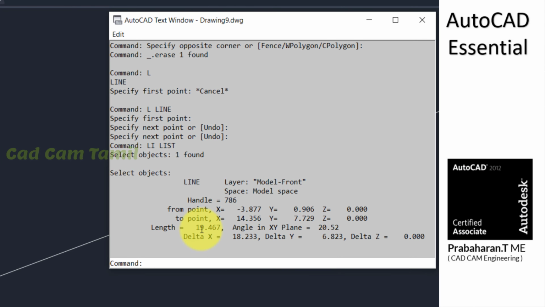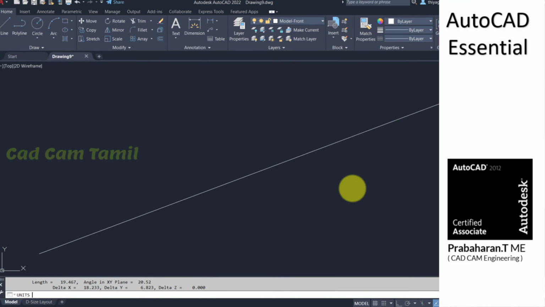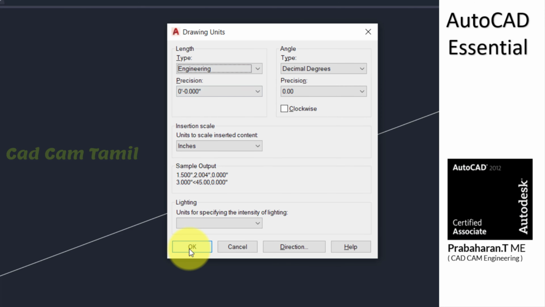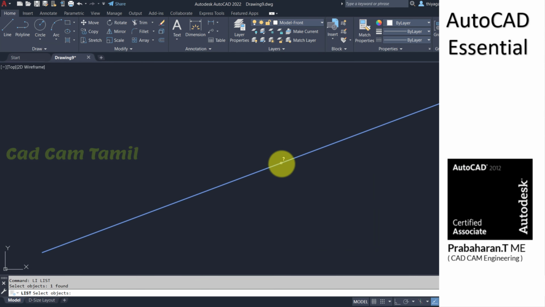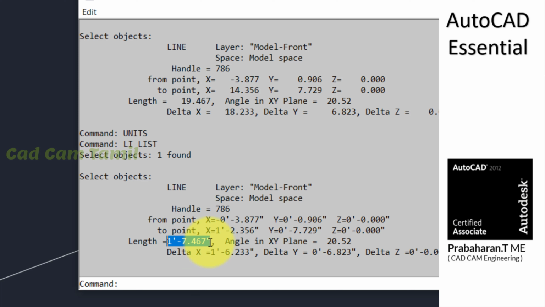Just go to the information. It shows 19.467 decimal units. Okay, I want to get the information about the same line in different units. What can I do? Go to the units and change the length type units to engineering. Now the same line will show in terms of feet and inches.